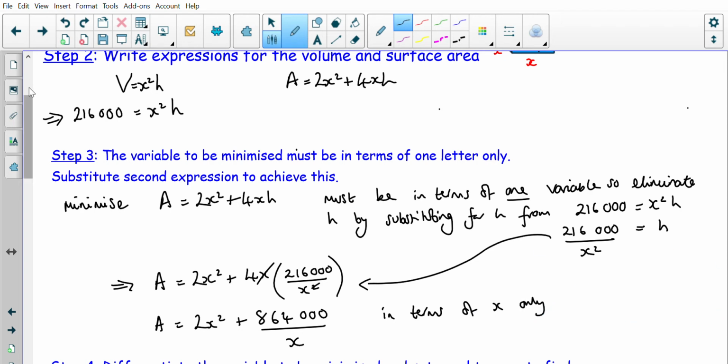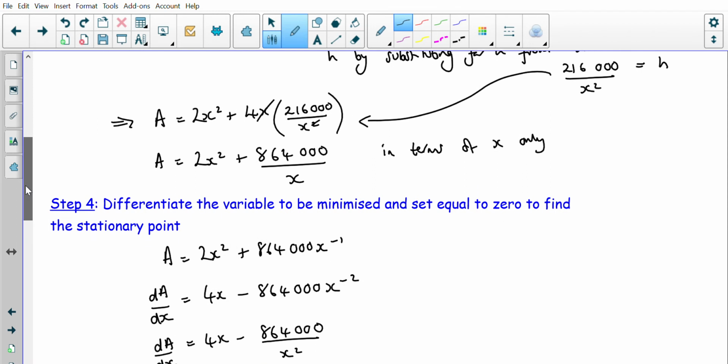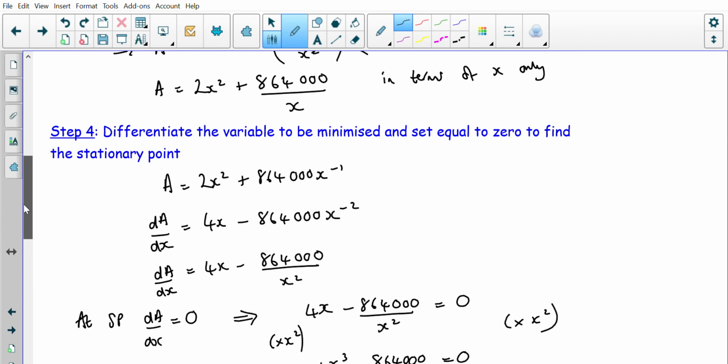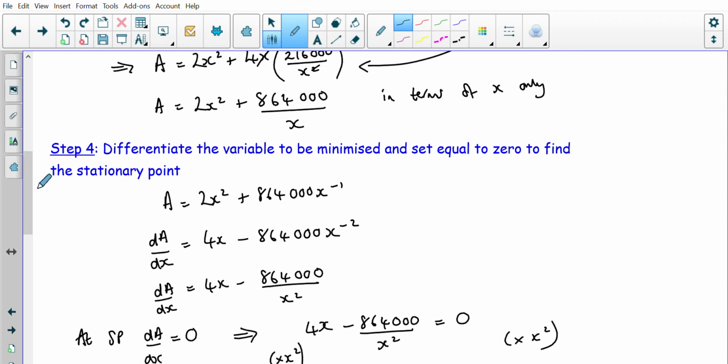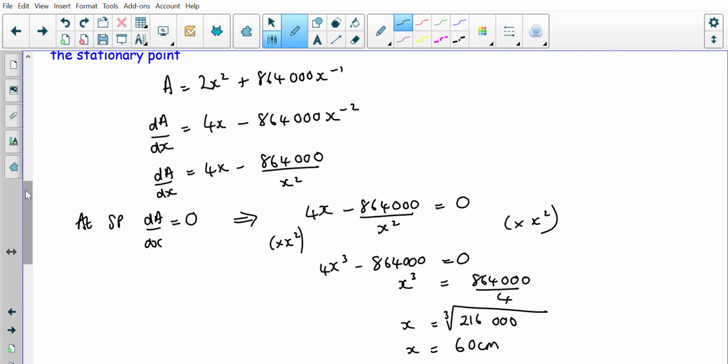So now we're going to differentiate that expression for area. So first of all, we need to write that fraction as x to the minus 1, and then we can differentiate to get dA by dx. At a stationary point dA by dx is 0, so put dA by dx equal to 0 and solve the equation. So to solve that equation, first of all, we're going to multiply by x squared to get a cubic, which we can rearrange and cube root, and we find that at the stationary point, at either the maximum or the minimum area, we need x equal to 60 centimetres.